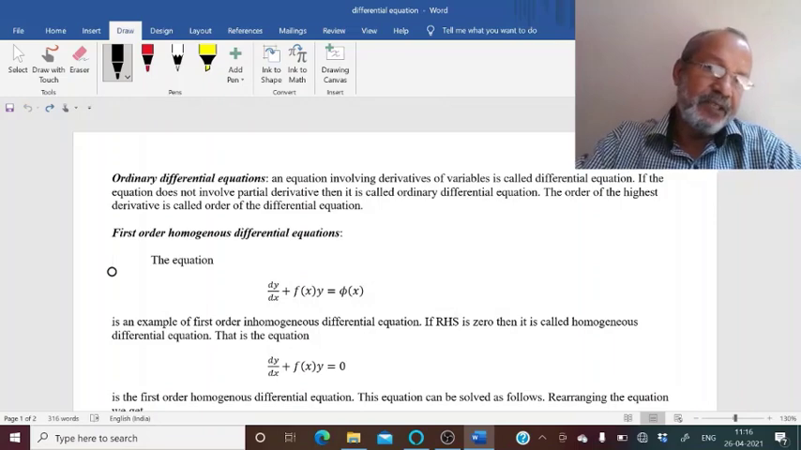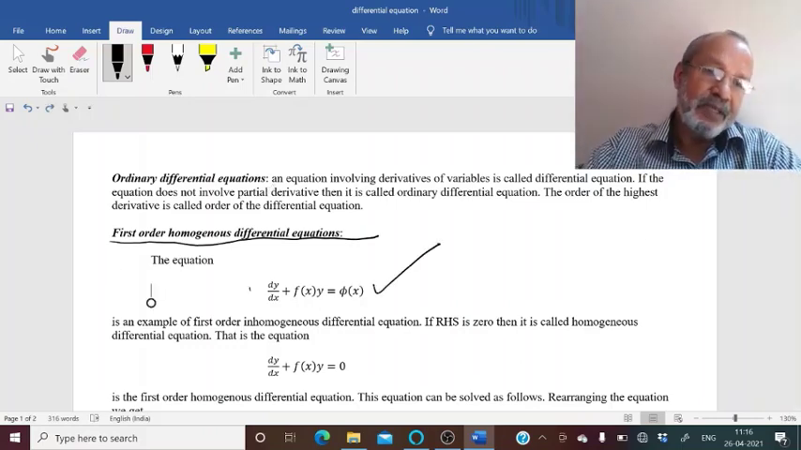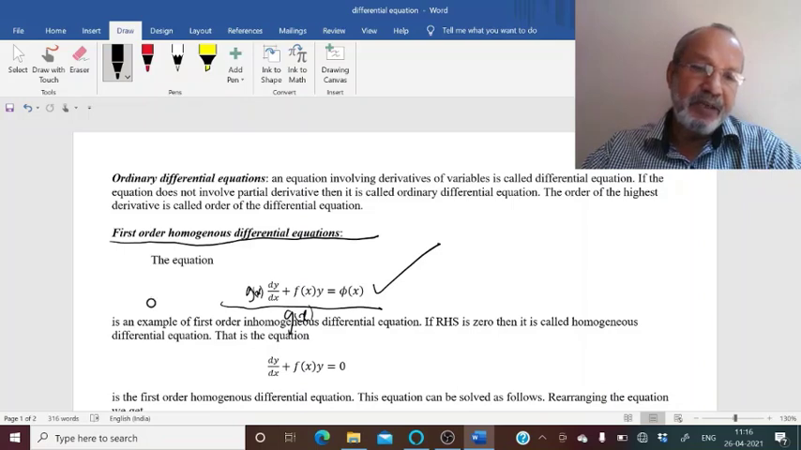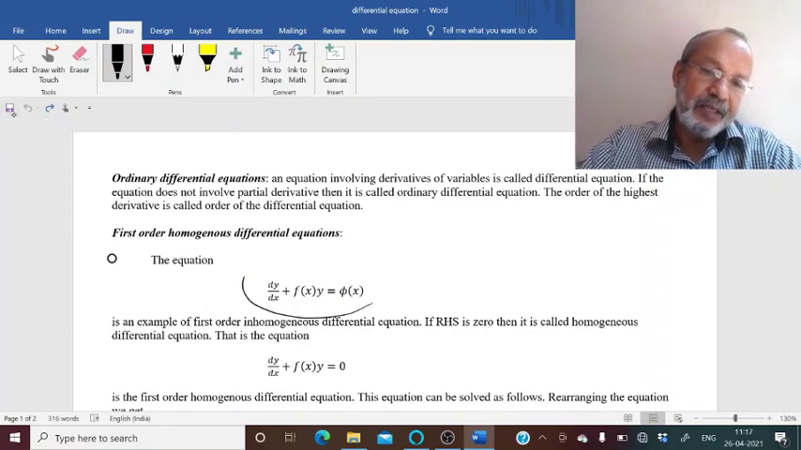First, we consider the first order homogeneous differential equation. A first order equation can generally be written in this form. Even if you have some function of x here, say g of x, then you can divide the entire equation by g of x. Then you can write that equation with the coefficient of dy by dx equal to 1. In that case, you can define f of x by g of x as some other function, and phi of x by g of x as some other function, and finally any equation may be written in this form.